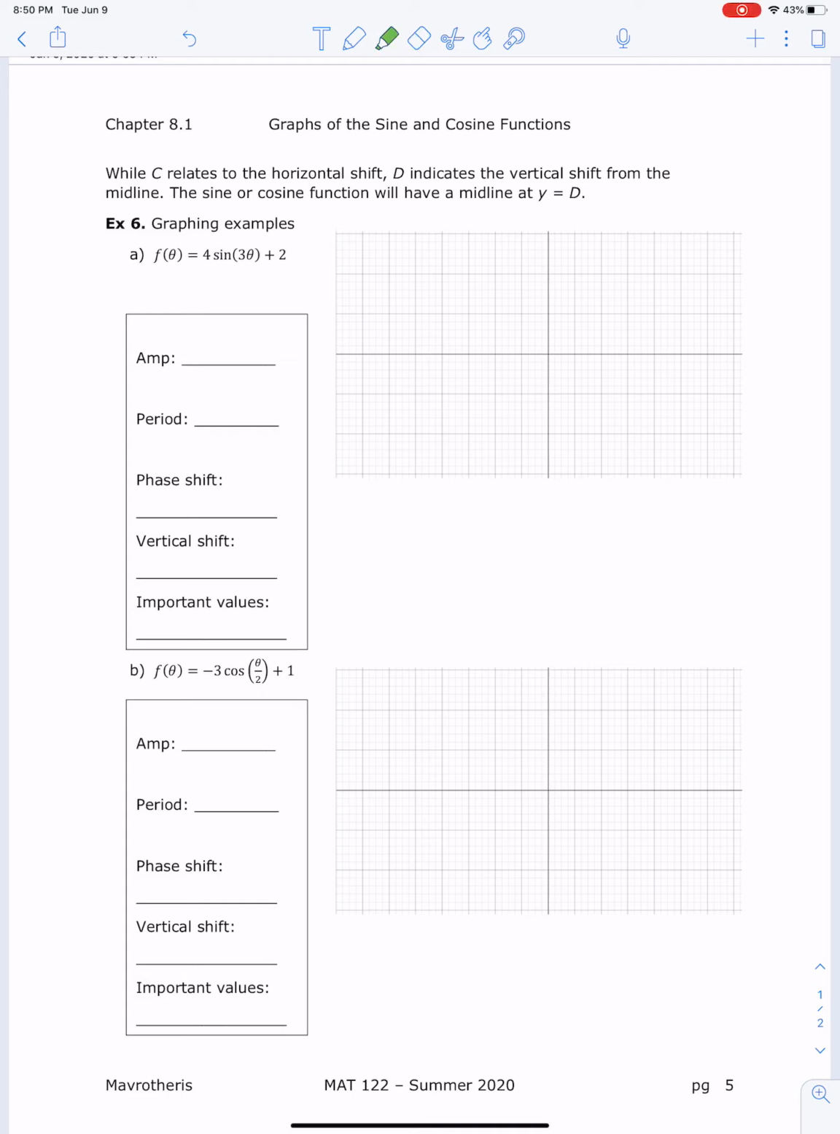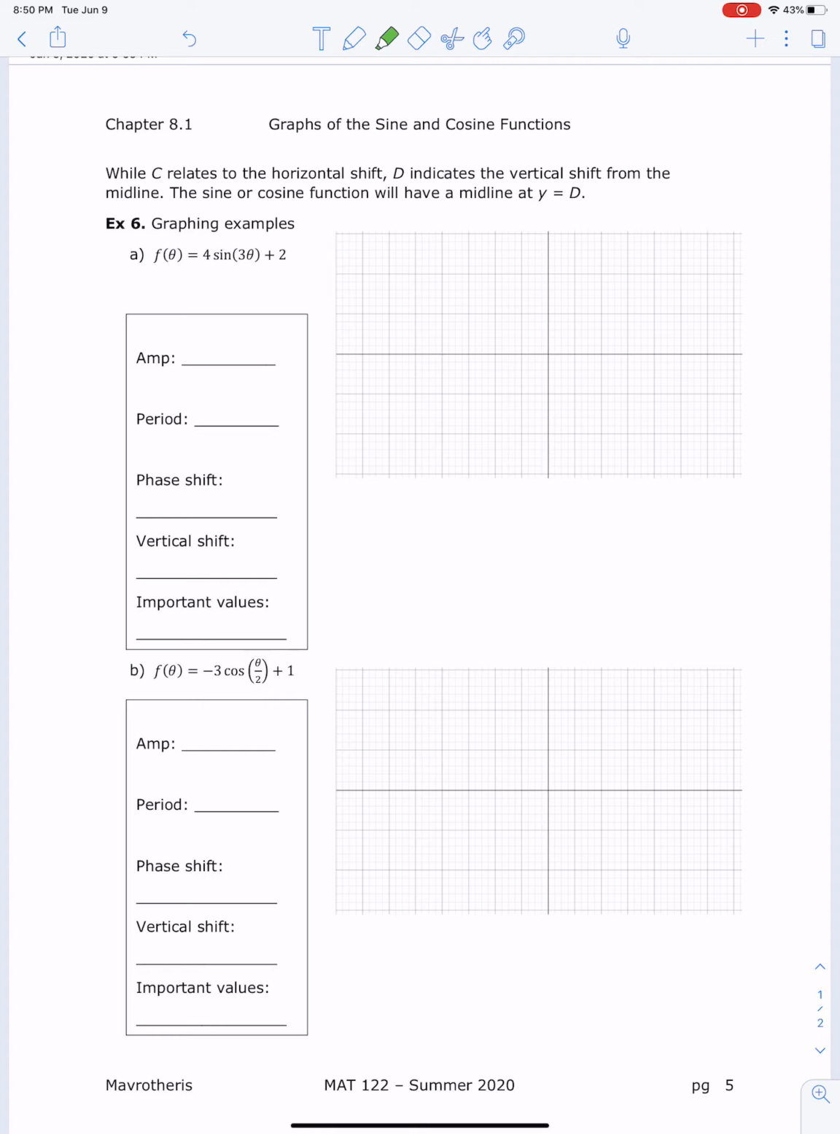Okay, now we want to see if we can put this all together. So we're going to do page 5 and page 6 separately. We've got 4 separate examples. First 2 are kind of nice. We're not worried about any kind of phase shift. So we're going to focus on amplitude, period, and vertical shift.